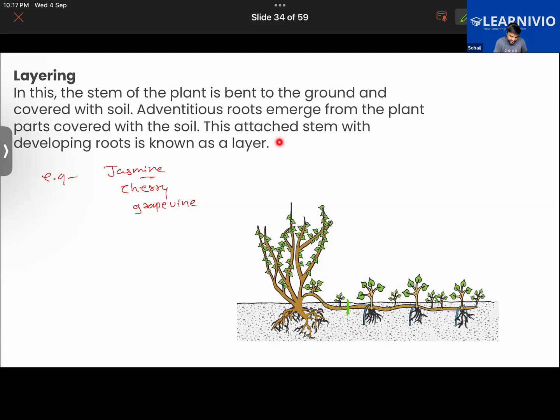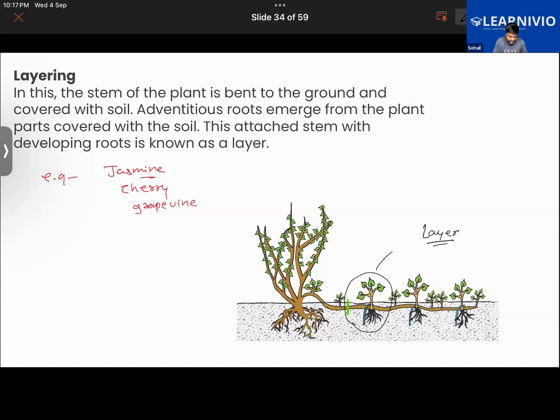Now this attached stem with developing root is known as a layer. What do we call this attached stem with developing root? We know it by the name of layer. So that's all about the method of layering. Hope it should be clear.